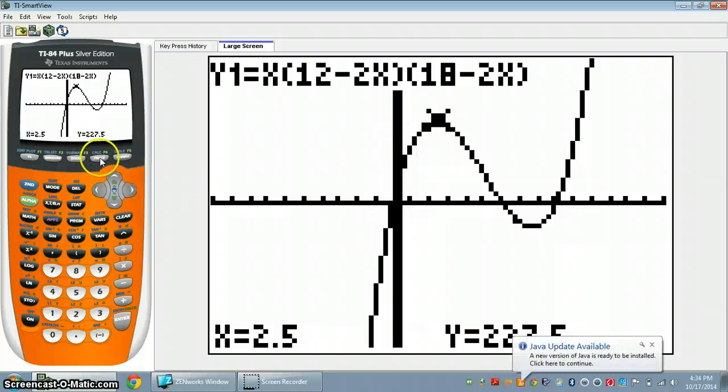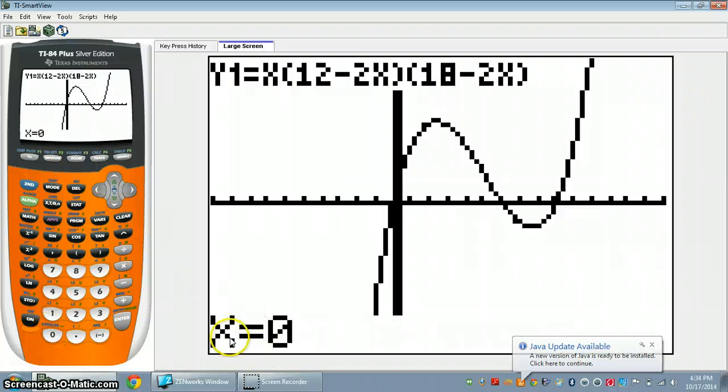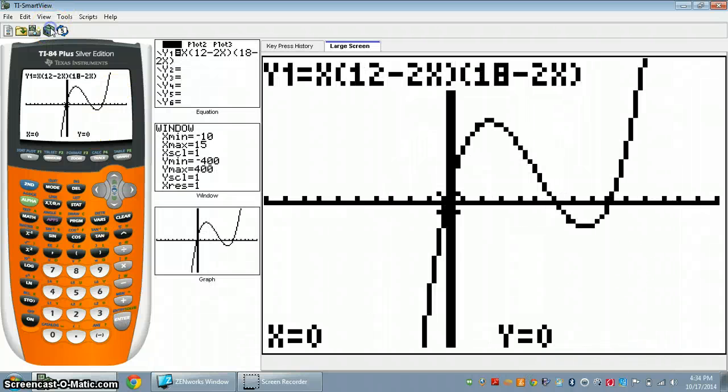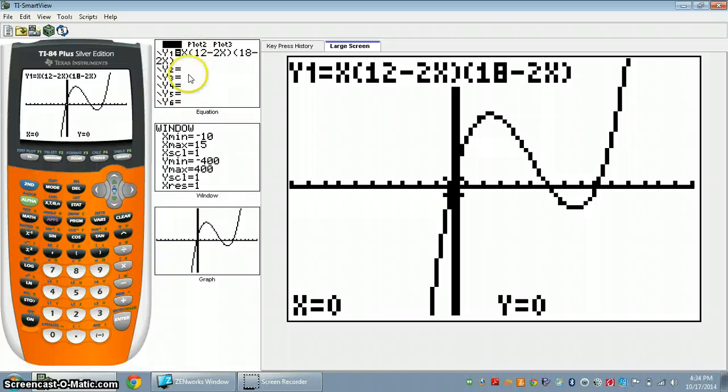So we said if you push trace again and you just type in 0, it will show up that x equals 0, and then you just push enter. So we had this equation, this was our window setting, and now we're talking about how to find our y-intercept. Again, you do that by doing trace, typing in 0, and pushing enter. So our y-intercept is 0, 0.